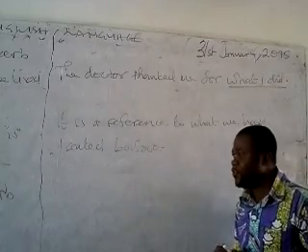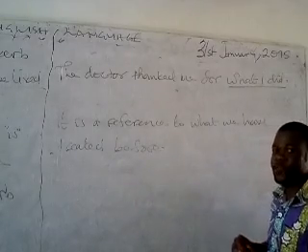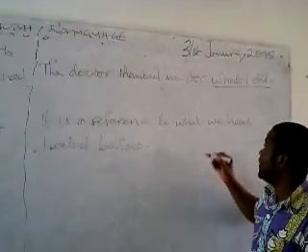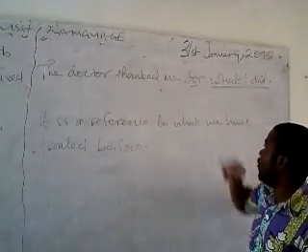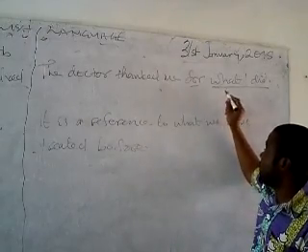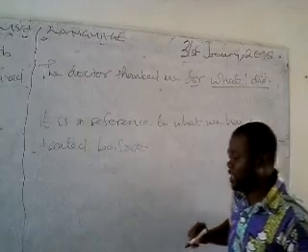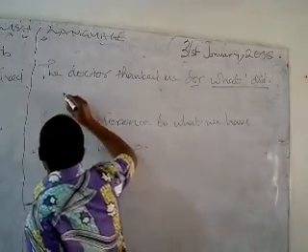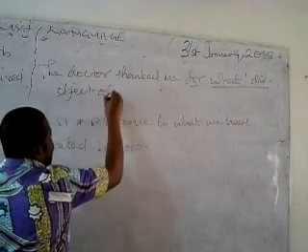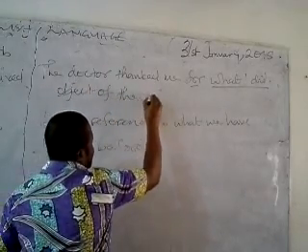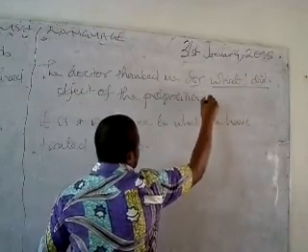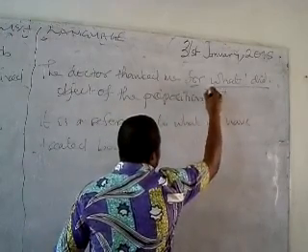Good. If you look at what I did, you realize that it is placed after the preposition for. So since it is placed after the preposition for, we say that it is object of the preposition for. Good.